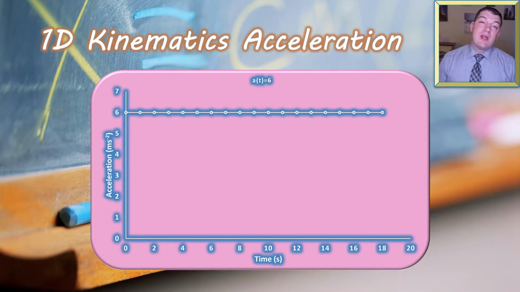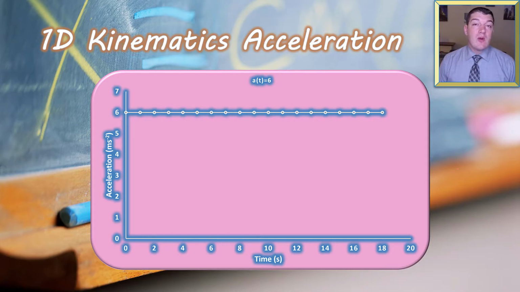In this case, we have a constant positive acceleration. It's a horizontal line, so I know the acceleration is not increasing or decreasing, which means the jerk of this motion is 0. However, it's accelerating in the positive direction. Do we know if it's moving in the positive direction?